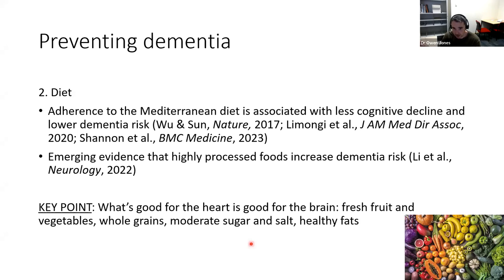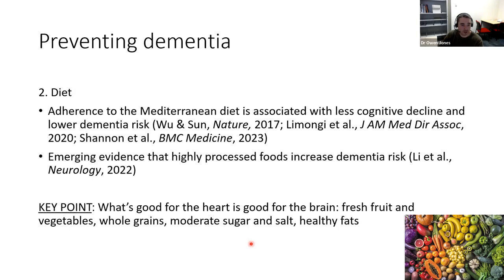So definitely upping your fruit and vegetable intake, staying away from too many saturated fats and swapping them out for unsaturated fats, such as those that you'd find in olive oil, for example. These are all good ideas. Also, there's recent evidence that highly processed foods, for example, foods that include a lot of highly processed sugars, might increase the risk of dementia. So certainly a good diet is also something to aspire to.